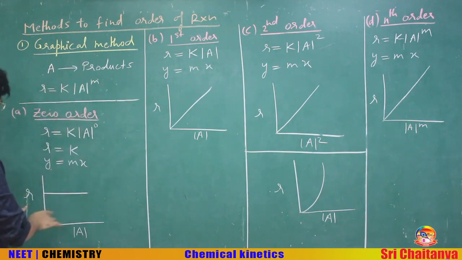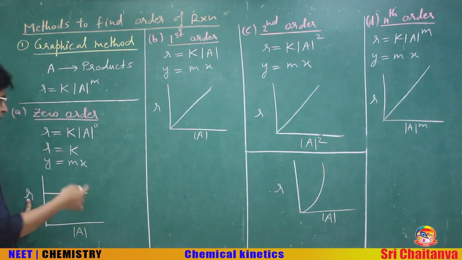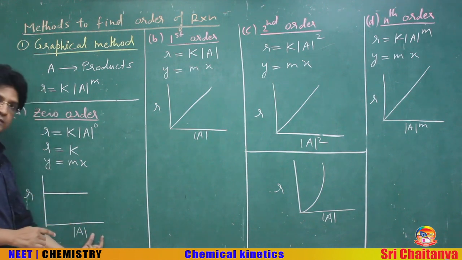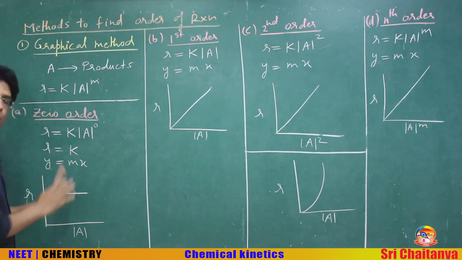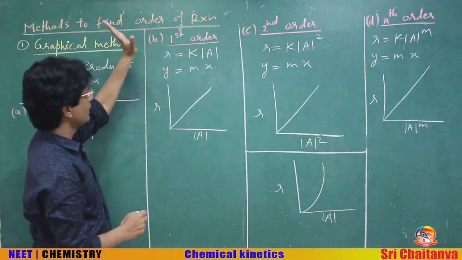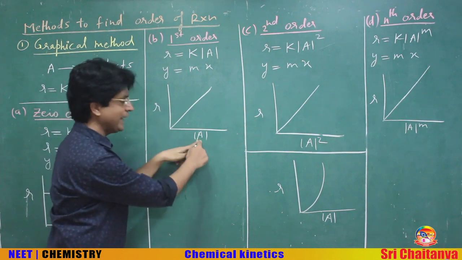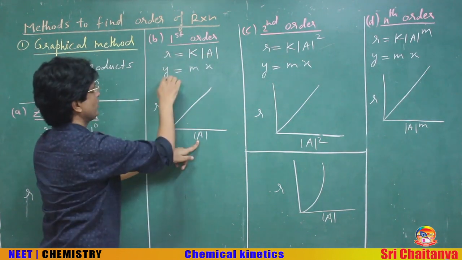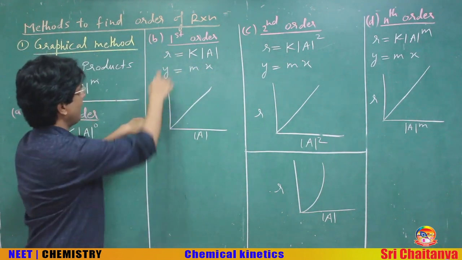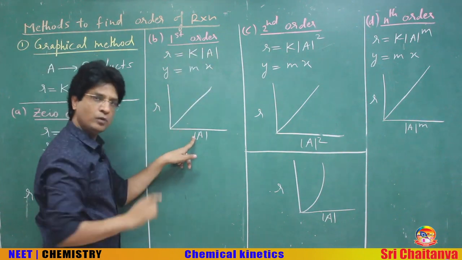Now we have to plot graphs with R on the y-axis and concentration on the x-axis. Since this is independent of concentration, it will be a straight line parallel to the concentration or x-axis. So whenever you see this kind of graph, you can 100% say that this graph belongs to a zero order reaction. Now coming to first order, R will be equal to K, A to the power of 1. Now if I put A on the x-axis, this equation is y equal to mx. So this is the equation of a straight line where R is on the y-axis and A is on the x-axis. So slope will be K for this straight line.